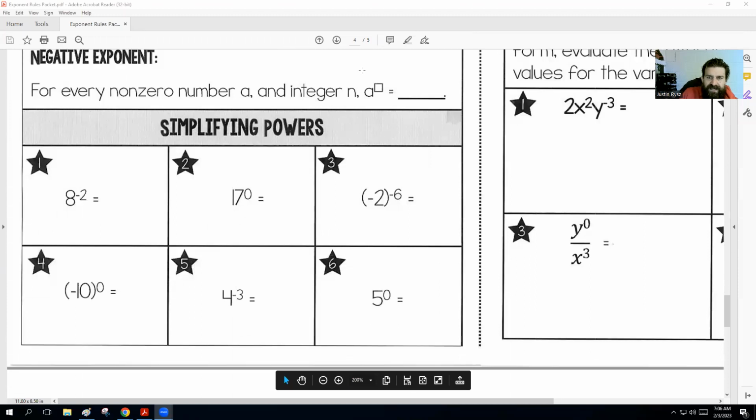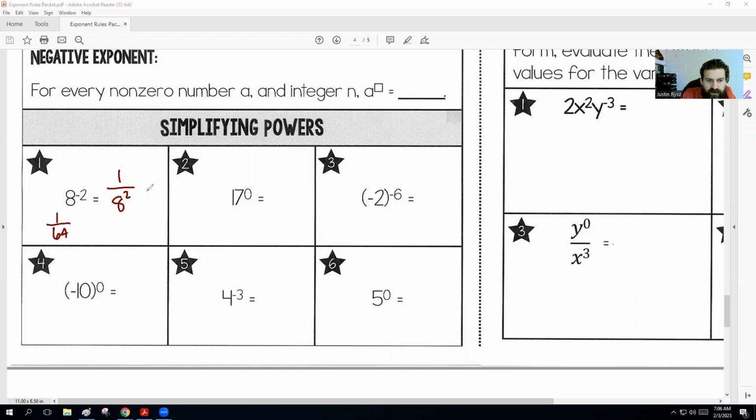This x to the negative 2nd power is going to be the same as 1 over 8 squared. The negative exponent just turns it into a fraction. And then we could figure out that 1 over 8 squared is 1 over 64 if we wanted to, or we could leave it like that. It depends if they want it as a power or as a reduced fraction.